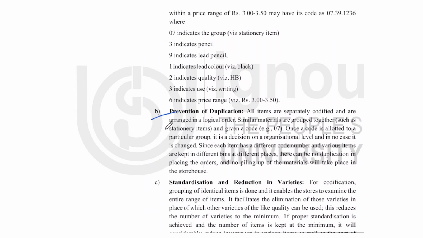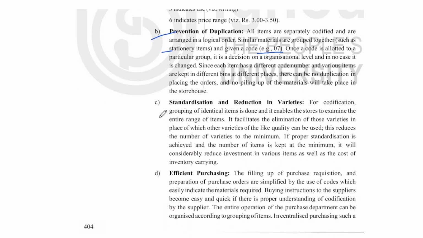And next is prevention of duplication. All items are separately codified and are arranged in a logical order. Similar materials are grouped together, such as stationery items, and given a code, for example 07. Okay. Next is standardization and reduction in varieties. For codification, grouping of identical items is done and it enables the stores to examine the entire range of items, and it facilitates the elimination of those varieties in place of which other varieties of like quality can be used. This reduces the number of varieties to the minimum.